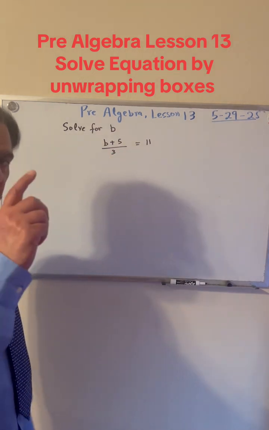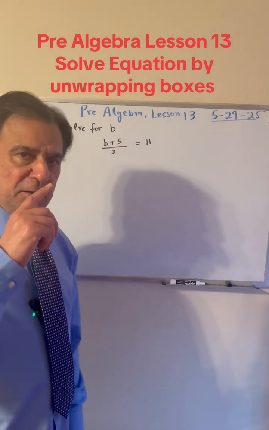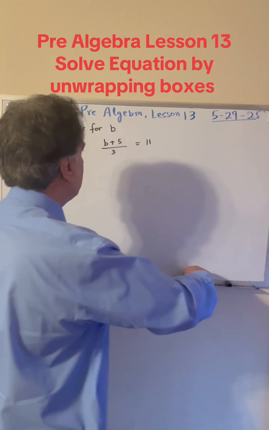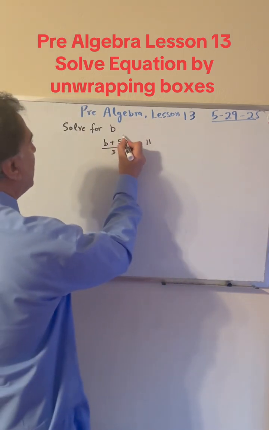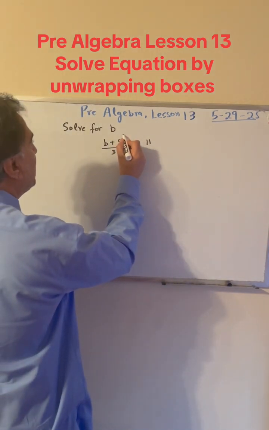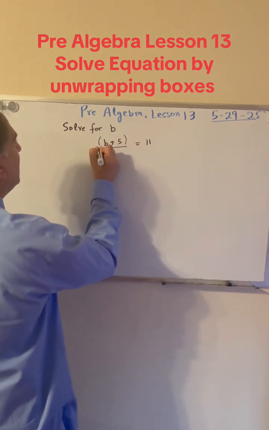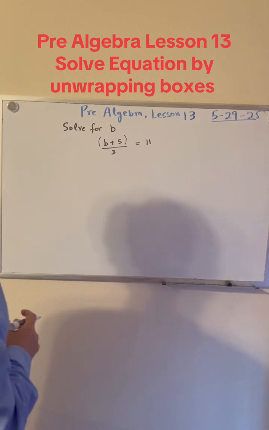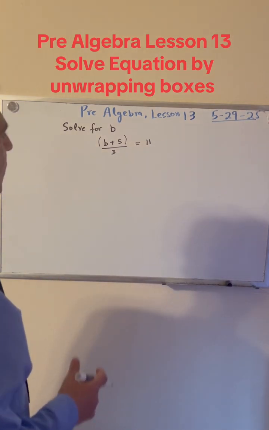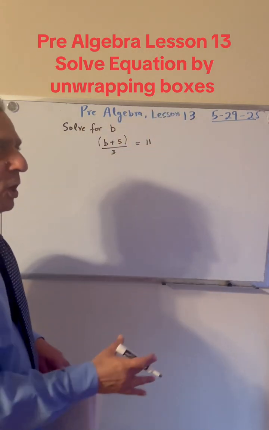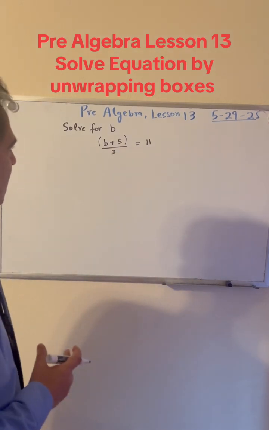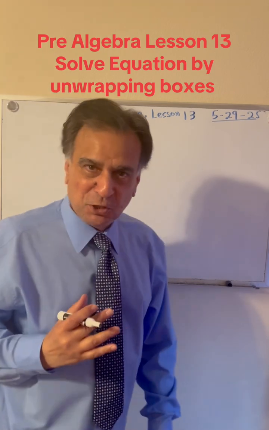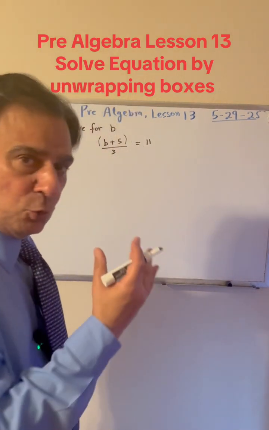Well, first thing you got to keep in your mind is that b plus 5 is basically one unit. In other words, you have an invisible parenthesis right here. Okay, so keep that in mind. Now, how do we unwrap the big box into a smaller box? How do we isolate b on the left hand side of this equation, right? That should be our goal.